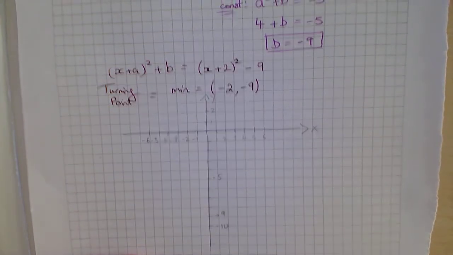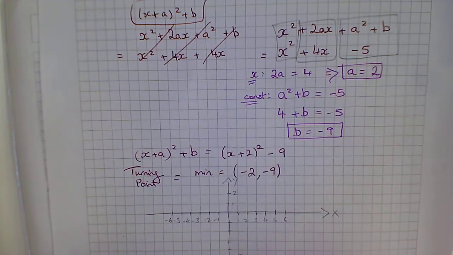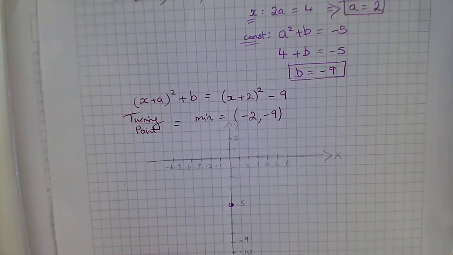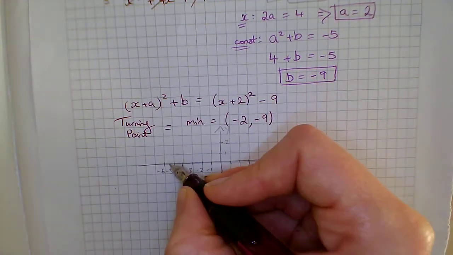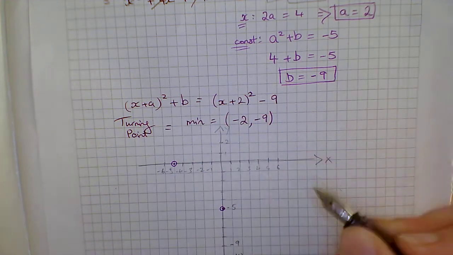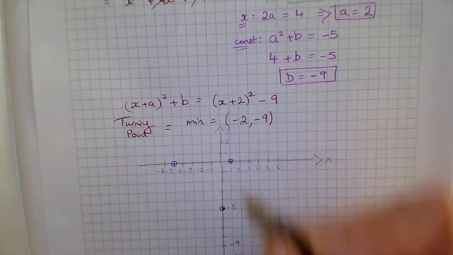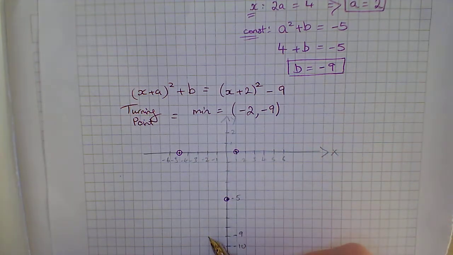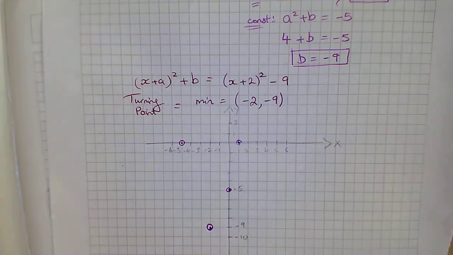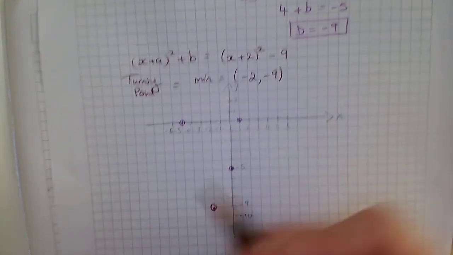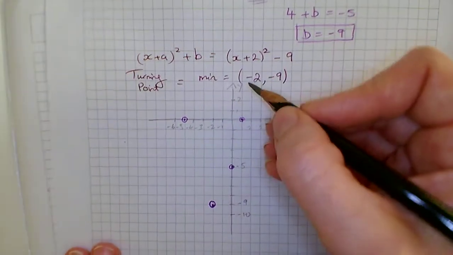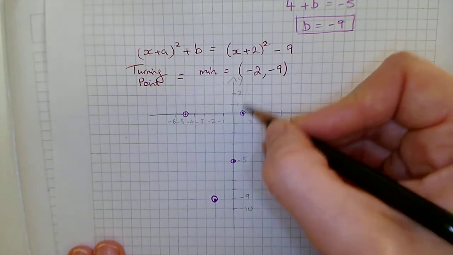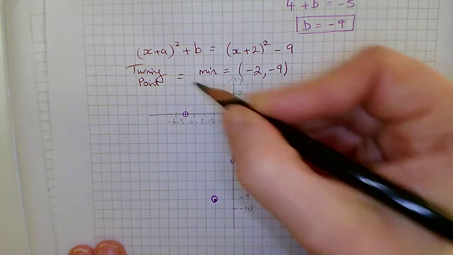The important points were y equals minus 5 was my x-intercept. X equals minus 5 was one of my roots. X equals 1 was the other one of my roots. And minus 2, minus 9 was my turning point. And when you fill in the points like that, you can see that your calculations are correct. Like if this was over here somewhere or over here, I'd know that I'd made a mistake in my calculations, so then I could fix it.